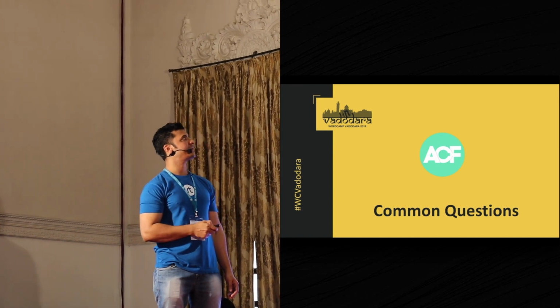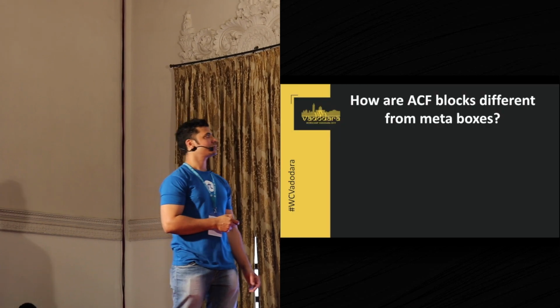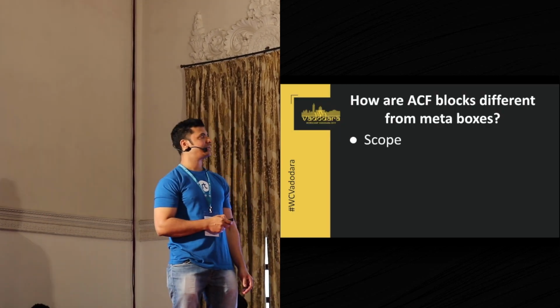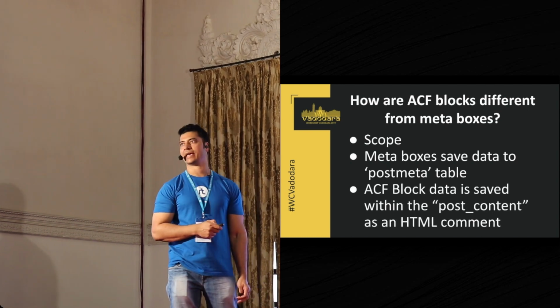Common questions that we get: how are ACF blocks different from meta boxes? Well, it's just the scope. Meta boxes save the data into the post meta table, and ACF blocks save it within the post content as an HTML comment.